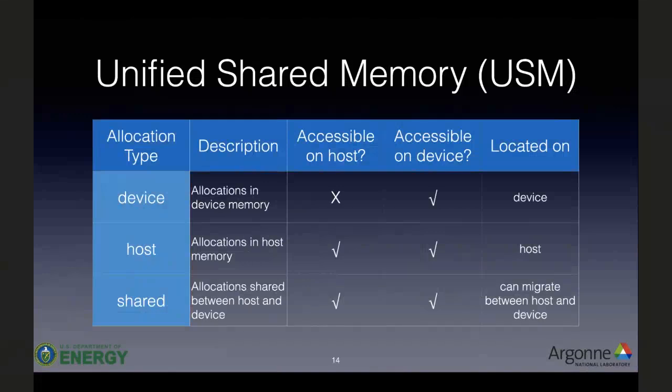And there are 3 different allocation types. You can do a device allocation, and that directly allocates in device memory. The host cannot access that. You would have to explicitly copy it back to the host if you wanted it. There's host memory, that's stuff on the host, and it is accessible on the device, although it may not be that fast. It may have to go over a bus. And there's shared, and the intention of shared is that it migrates between the host and device depending on where it's needed. Again, this is in one big virtual address space.